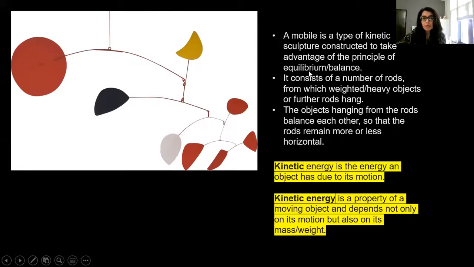A mobile consists of a number of rods from which heavy objects or further rods are hanging. So you see a rod is hanging, then another rod is hanging, more rods are hanging. You see there are rods, and then this is all metal sheet. He used metal sheet, steel sheet to make these shapes. So this is a mobile created by Alexander Calder.